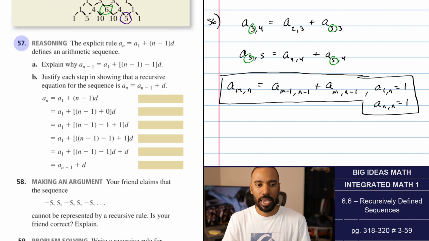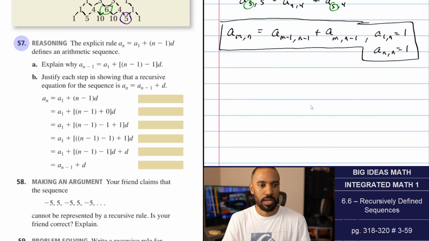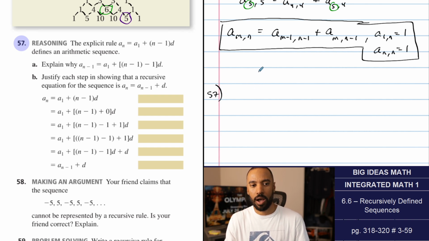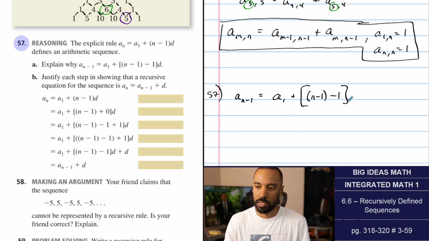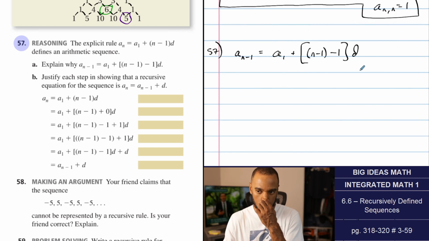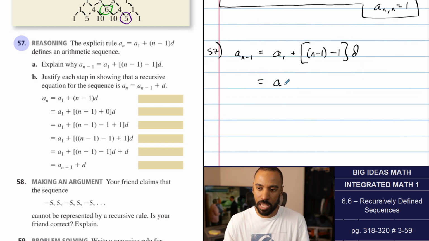All right, number 57. The explicit rule a sub n equals da da da, that's the explicit rule, defines an arithmetic sequence. Okay, explain why a sub n minus 1, the value of the term before, is this whole number right here. So a sub n minus 1 equals a sub 1 plus n minus 1 minus 1 times d. Now, I like to write the d in front, but what I'm also going to do is a simplification of this thing. A sub 1 plus d times n minus 1 minus 1 is n minus 2.